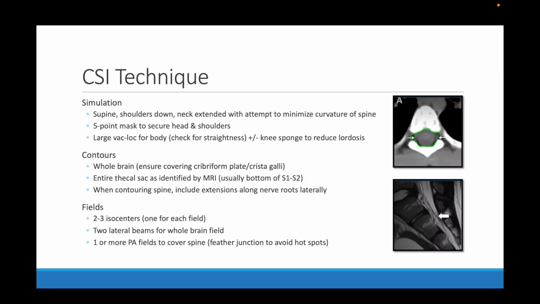And we're not just including the spinal canal, but we're also extending along the nerve roots laterally to ensure that we're covering the nerve roots as well. So anywhere that there is CSF surrounding the craniospinal axis, we want to include all of that in our target. And then finally, as we said, when we're thinking about our fields, we're trying to have 2 lateral beams, so opposed laterals, to cover our whole brain field. And then we're having 1 or more PA fields to cover the entire spine.